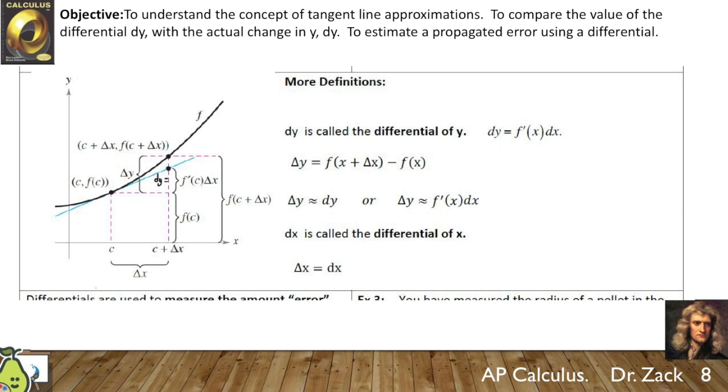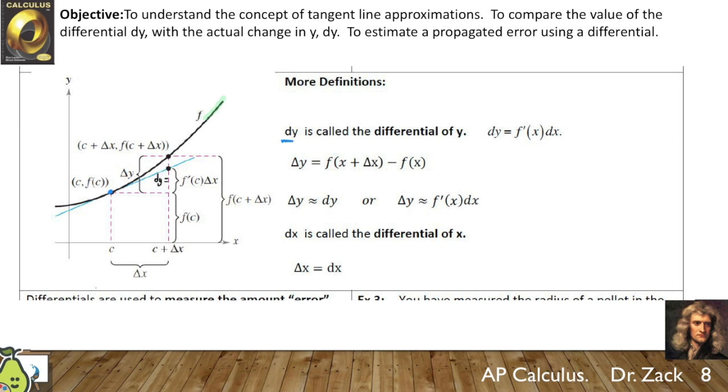So it's time to look at that graphic a bit more closely. We have our function f of x. And from f of x, we've drawn a tangent line. So this tangent line is meeting at the point C, f of C. Now, the different pieces, we talked briefly about them in the last graphic.